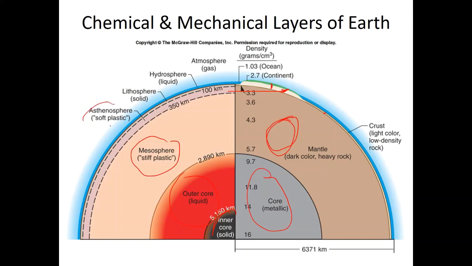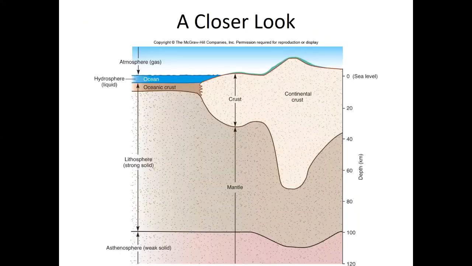The asthenosphere is a thinner layer, about 250 kilometers thick. It's solid rock, but it deforms plastically like the mesosphere, but it's weaker, so it's soft plastic. And then finally, we have the brittle lithosphere, the outer layer, which includes the crust and the uppermost mantle. This layer of rock is cool enough that it's brittle, it can crack and fracture. Those are the chemical layers and the mechanical layers.